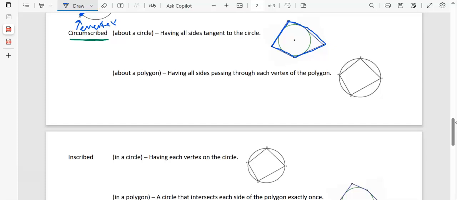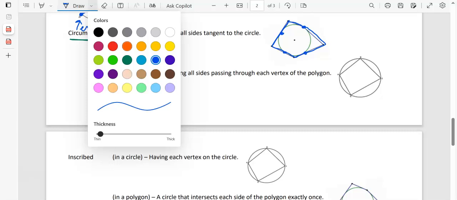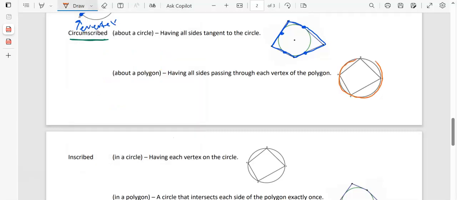So as you can see, this polygon, this is a quadrilateral. It has 4 segments, 4 sides, and each side touches the circle at one point. So it is tangent. But we could also have the circle on the outside. And so when we say it is circumscribed about a polygon, what that's telling us is the circumscribed shape is a circle and the inscribed shape is a polygon. And so the circle this time is on the outside. And so the definition would be having all sides passing through each vertex. And so in this case, it's the vertices of the polygon that is touching the actual shape.